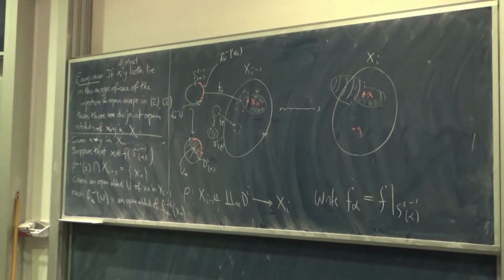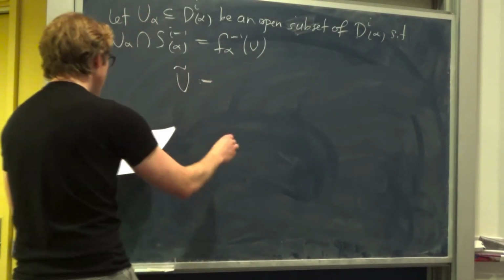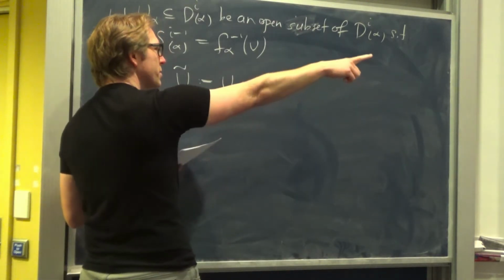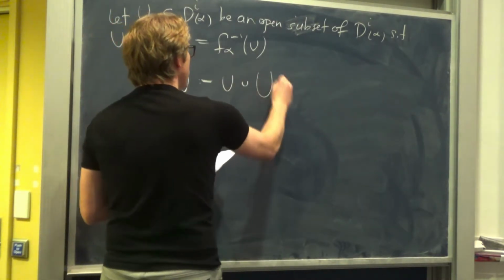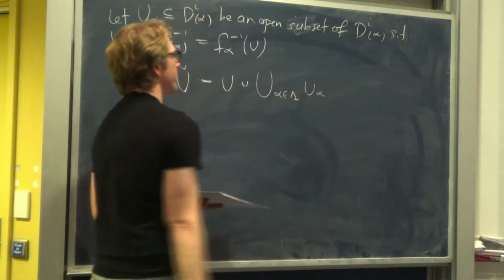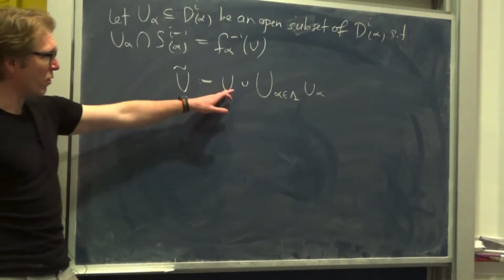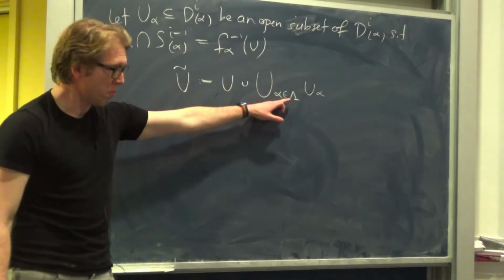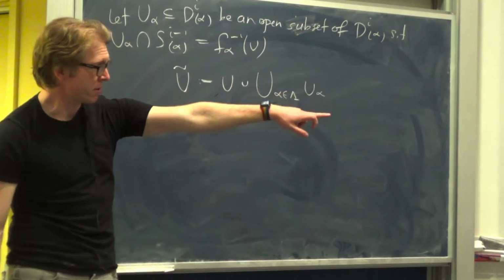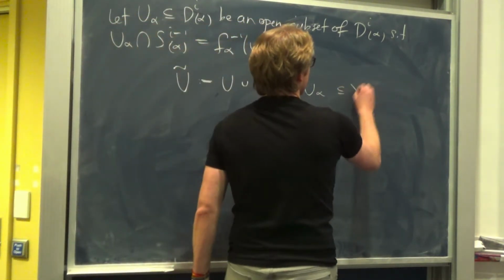All right, so let U tilde be the original open subset of Xi minus 1, together with, for every alpha, this choice U alpha. Where does that live? Well, it has points from Xi minus 1, and it also has points from the disks. So it's an open subset of that disjoint union.